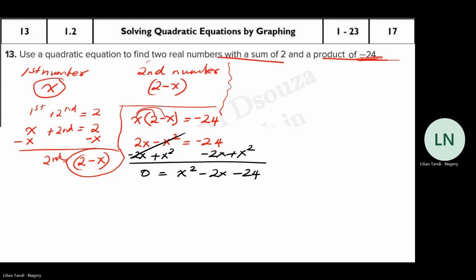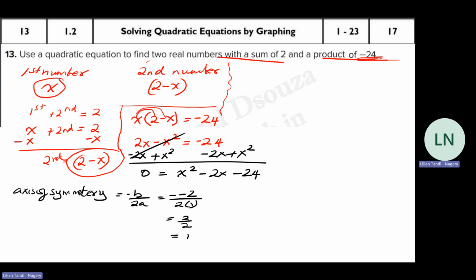After here, how are you solving? By graphing. Find your axis of symmetry, sorry. Find your axis of symmetry, which is negative b over 2a, which is negative negative 2 over 2 times 1, which is 2 over 2, which is 1. This is your axis of symmetry. Then find your y-intercept, which is (0, negative 24).